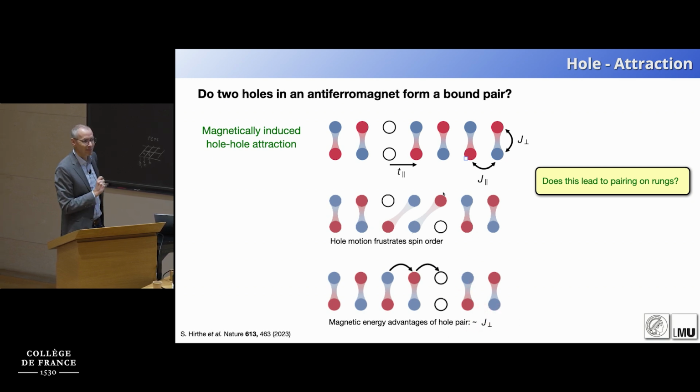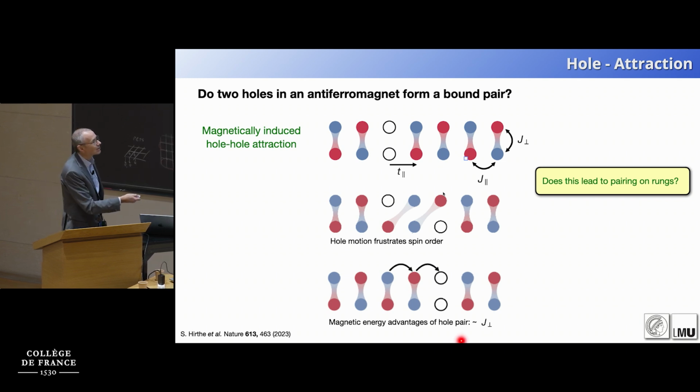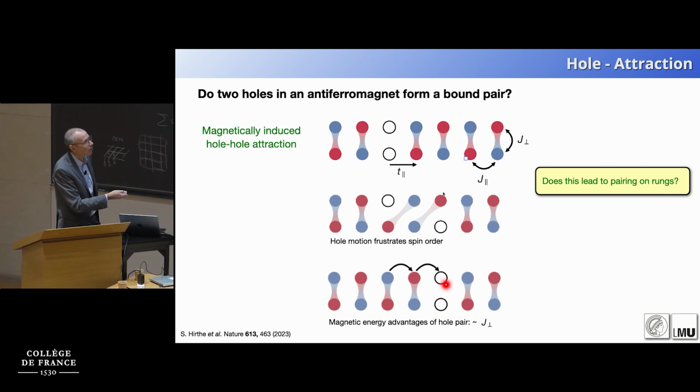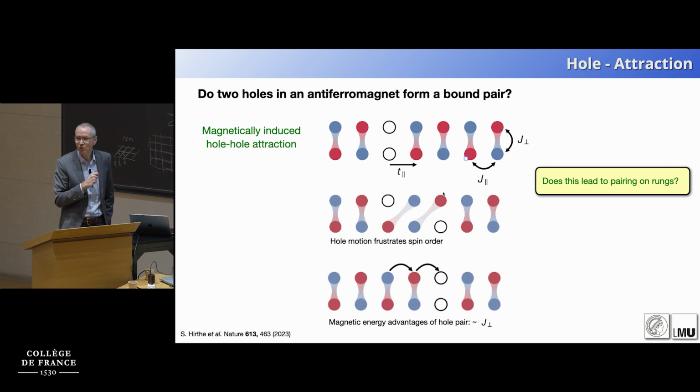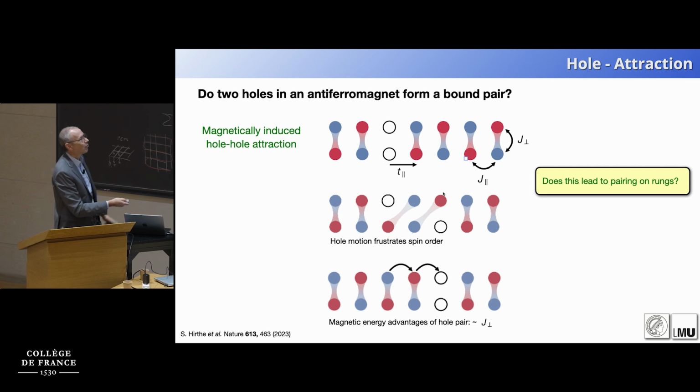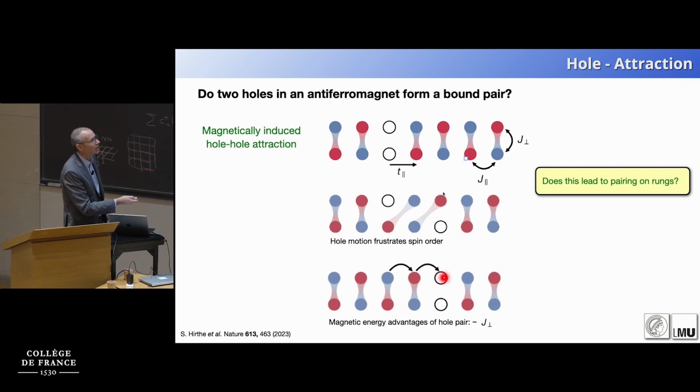Now there's one thing we're missing. The argument is a bit too naive, because what you're missing is, from a kinetic energy point of view, it's not good to have the 2 holes together, because holes want to delocalize to minimize their kinetic energy, and if they sit right next to each other, they can't do that, right? There's already another hole there. So from a kinetic energy point of view, this costs a lot of energy. From a magnetic energy point of view, it's good.